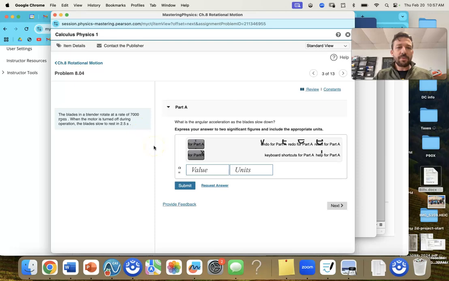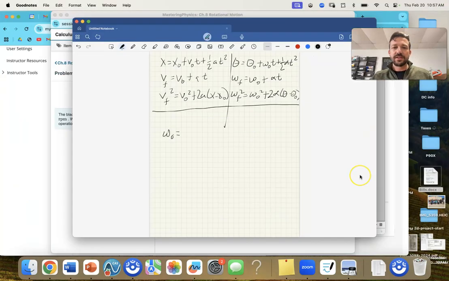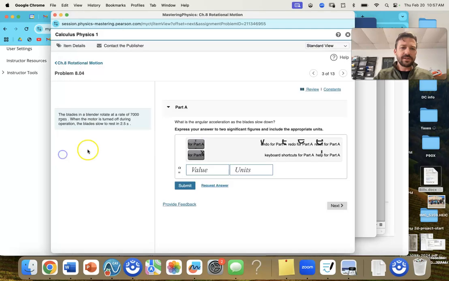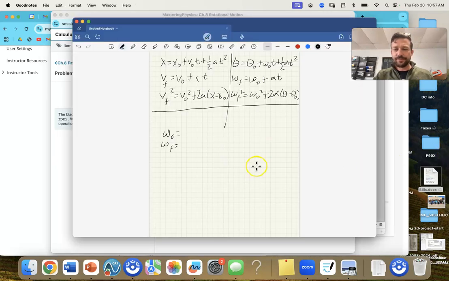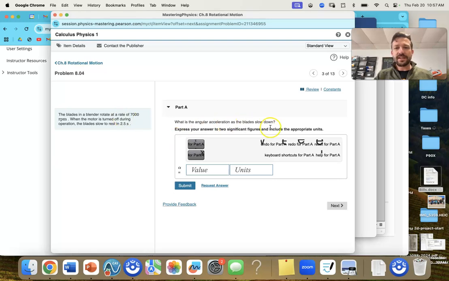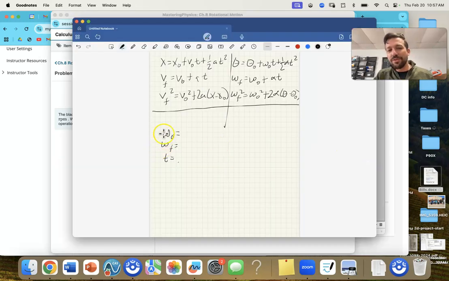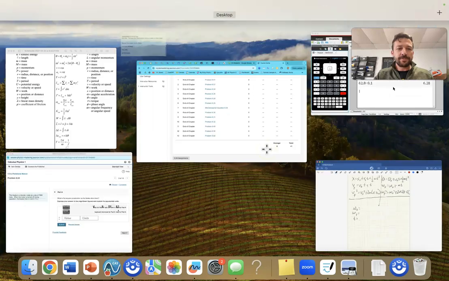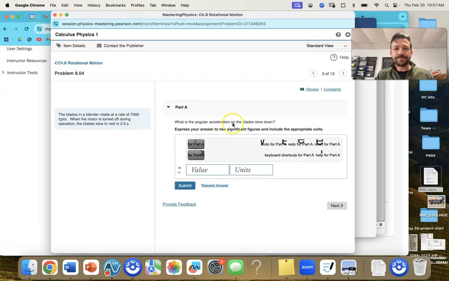It's turned off during operation. The blades slow to a rest, which means you know the final velocity. And it took 2.5 seconds, so you have time. I don't know why I put a question mark, it's 2.5. And then it wants the acceleration, right? So with those three givens, you should be able to find what formula you're using to get angular acceleration. Okay.